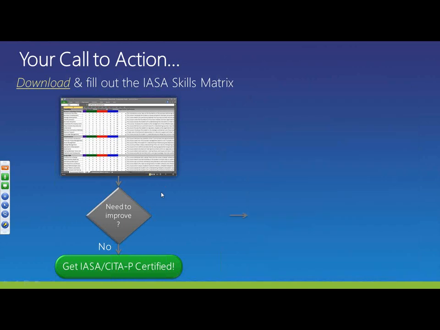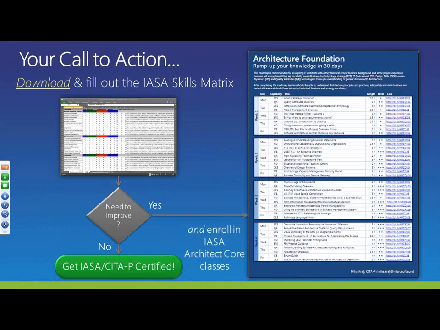Let's say that you do want to improve, you're not ready for the exam yet. You know what? There's some stuff out on the site that Miha Kroll put together, Architecture Foundation in 30 days. It's a self-study. These are links and materials that you can use to get up to speed on what these 5 pillars are and how to do it. He's got it over a 4-week process.